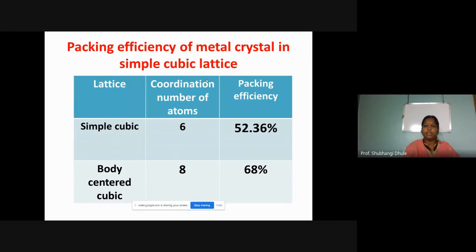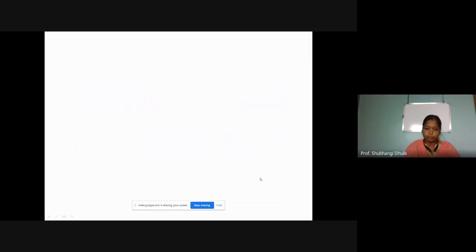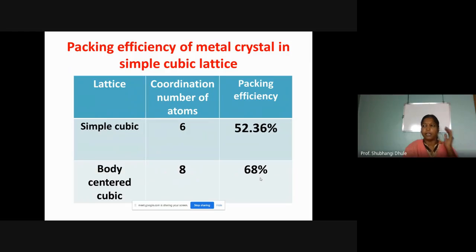So we make a chart here, and from the chart you have to remember that we have to learn the simple cubic unit cell and the body centered cubic unit cell. For the simple cubic unit cell the coordination number is 6 and the packing efficiency is 52.36%. For the body centered cubic unit cell, the coordination number is 8 and the packing efficiency is 68%. This way it is easy to find the packing efficiency and the empty space.